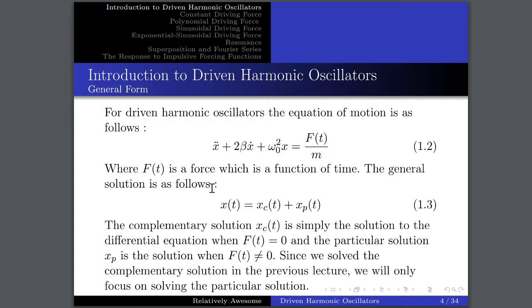Now we will look at the general form of the driven harmonic oscillator. The equation of motion is as follows, where f of t is the force as a function of time, and the general solution is as follows, where x sub c is the complementary solution, and is simply the solution for when f of t is equal to 0. This solution will take exactly the same form as the damped harmonic oscillator, and the particular solution, x sub p, is when f of t is not equal to 0. Since we have solved the complementary solution in the previous lecture, we will only focus on solving the particular solution in this lecture.